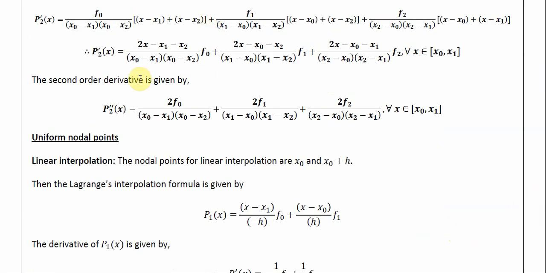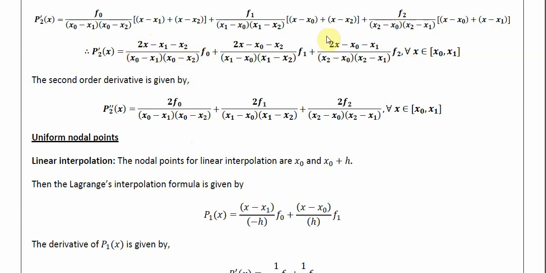Okay. And if I want the second order derivative, I shall differentiate this polynomial again. If I differentiate, anyway, f0 by the denominator is going to be constant. Only the numerator is going to get differentiated. 2 into the derivative of x is 1. This is 0 and this is 0. Therefore, the differentiation of the numerator is just 2. Therefore, 2 into f0 divided by the same denominator.